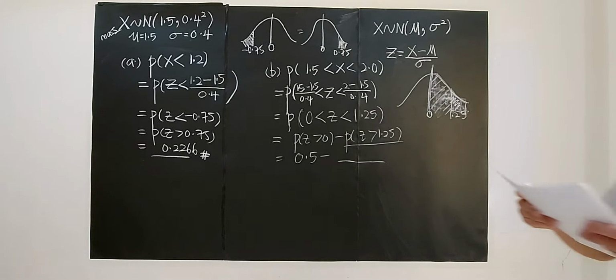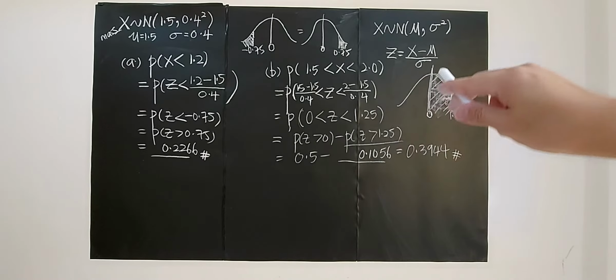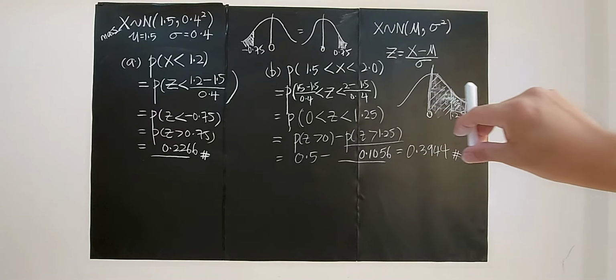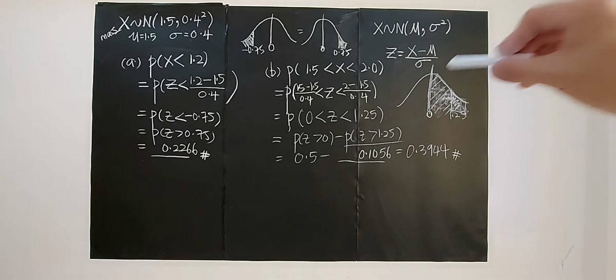1.25 is actually 0.1056, which gives you the probability of 0.3944. So very simple. It's between 0 and 1.25, so 0 is at the middle. The area here total will be 0.5, half of the distribution, minus the part greater than 1.25. You can find it from the statistical table with the value of 1.25, which gives you 0.1056, and this is your probability.